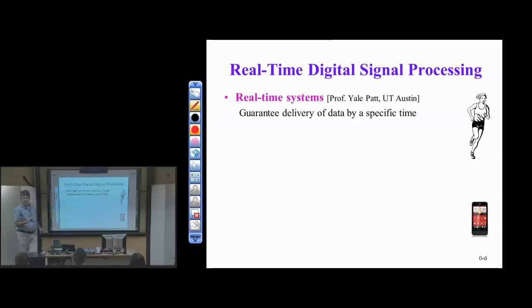There are other concepts of real time known as soft deadlines, where you might say, I just want to guarantee data to arrive at a certain time 95% of the time. That may be good enough. But for our case, it's going to be a hard deadline. It's going to be a hard deadline real-time system.